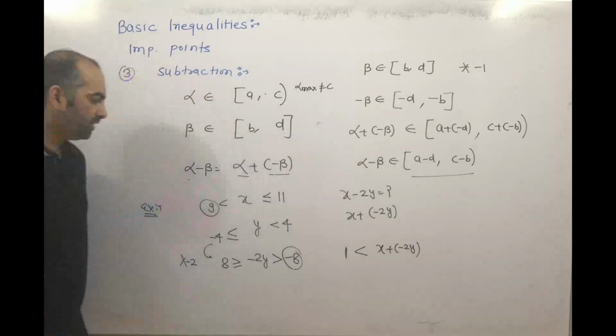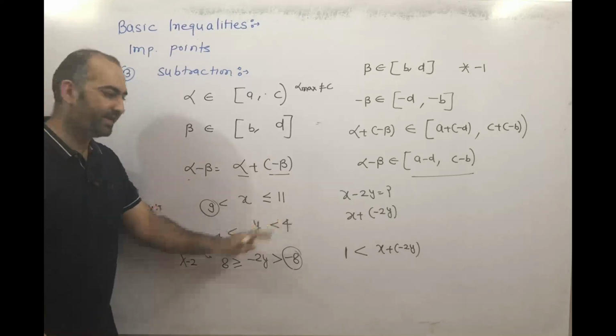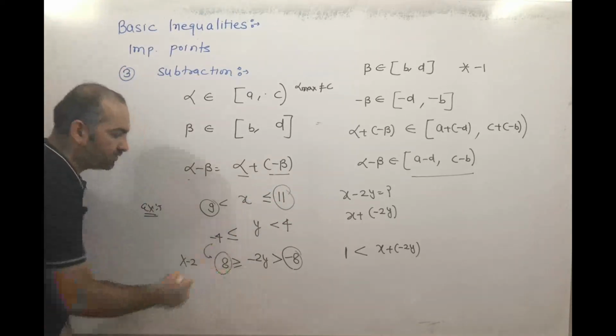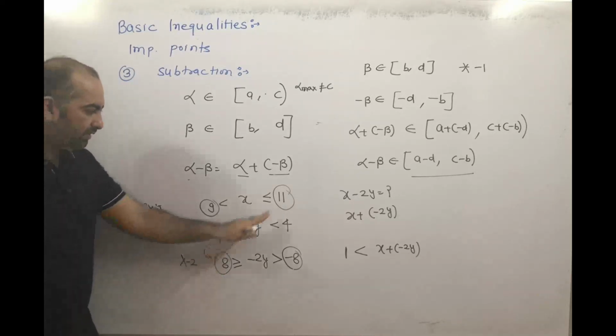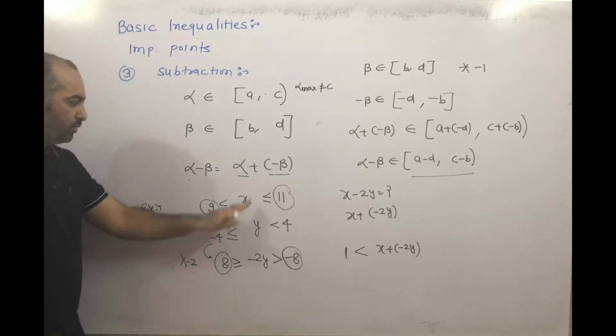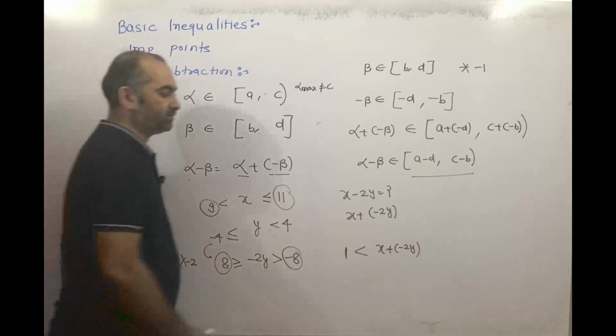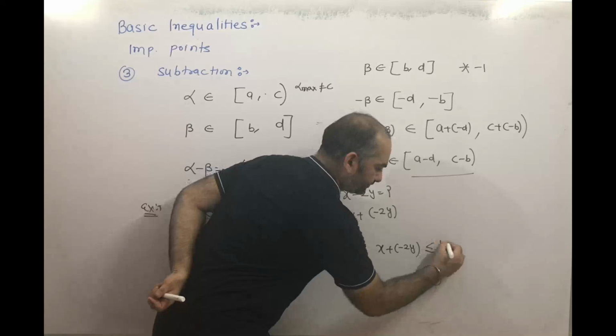Now the maximum value. Here x max is 11, and minus 2y max is 8. We will add these two. 11 plus 8 is 19, and both are equal to, so 19 is also equal to.